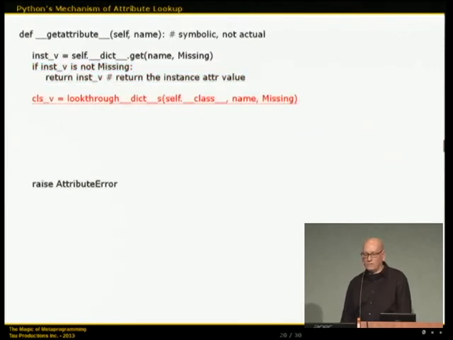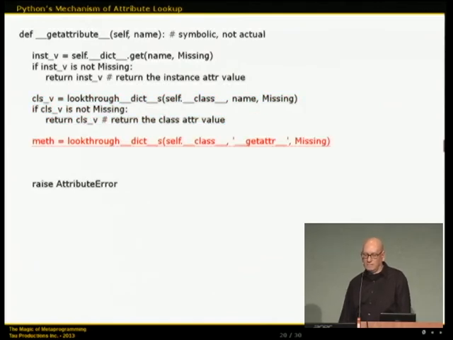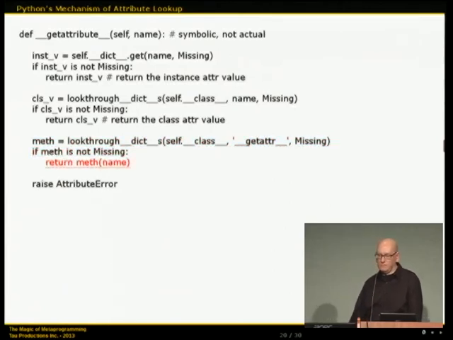Then we're going to look through the dictionaries that are stacked up for this class. We're going to look through the parent space and see if it's over there, and class variables. And if it's not missing, we're going to return that. And if that's not there, then we're going to look through the dictionary of the parents, looking for the method. And if it's not missing, then we're going to return the method wrapped with that name. Otherwise, we're going to raise an AttributeError. So that's the basic logic simplified. We look at the data, and then we're looking for the methods.